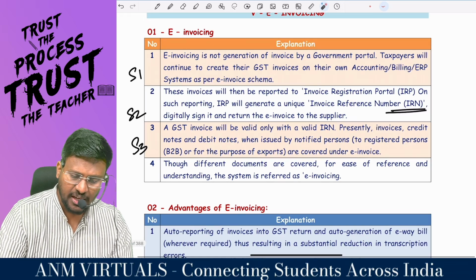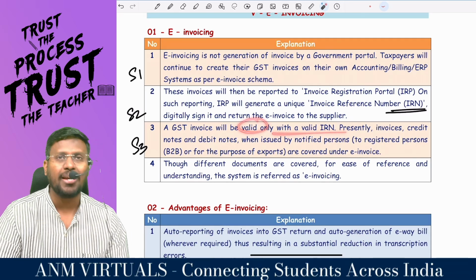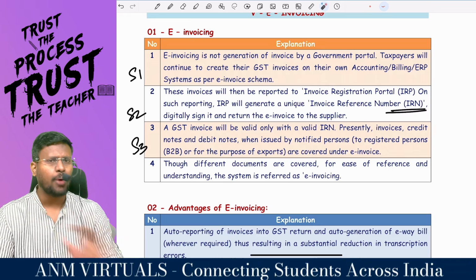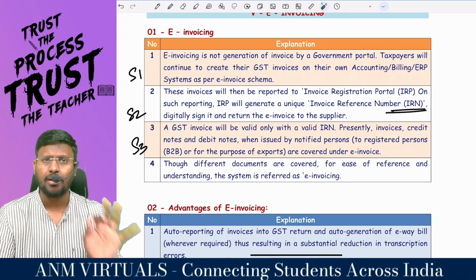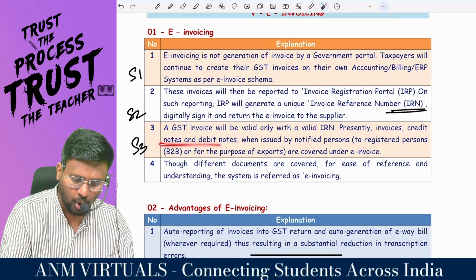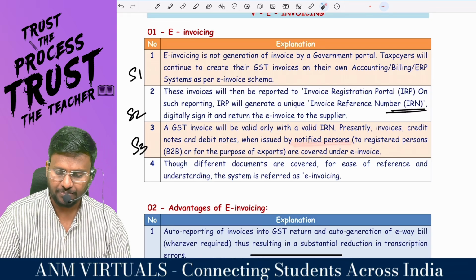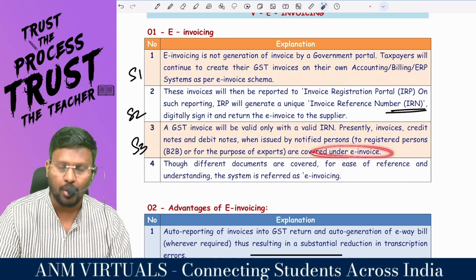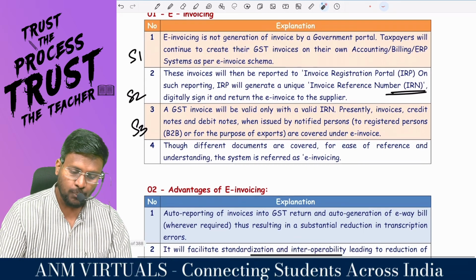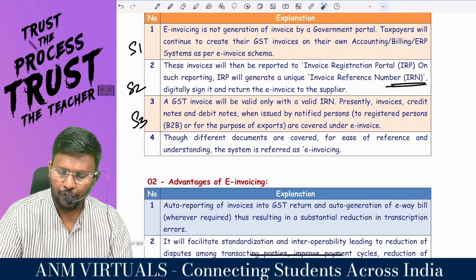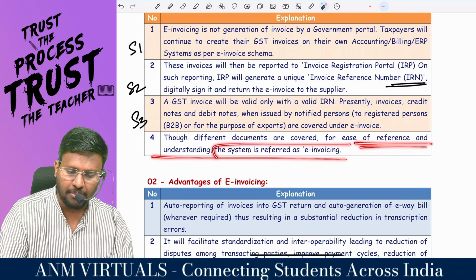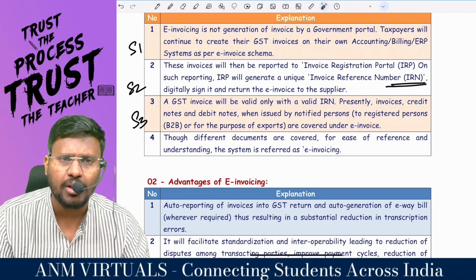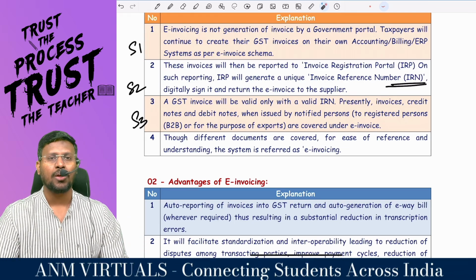Now, step number 3, my dear lovable students. A GST invoice will be valid only with a valid IRN. Sir, if you don't have an IRN, it will not be called an e-invoice. IRN is mandatory. Presently, invoice, credit note and debit note when issued by a registered person to a registered person, B2B, or for the purpose of export are covered under e-invoice. Though different documents are covered, for ease of reference and understanding, the system is referred to as e-invoicing.